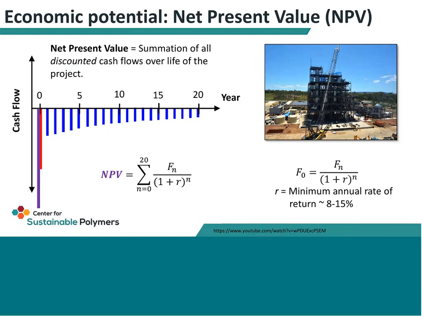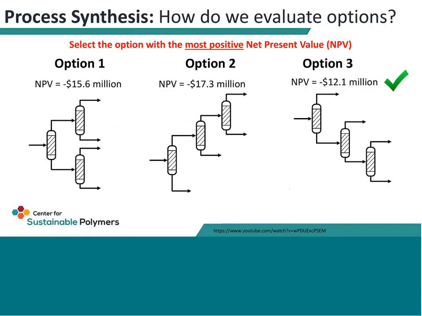Now what's great about this is I've now taken all aspects of the design, converted them to some economic potential, brought them back to the exact same period of time to a single number, the net present value, which I can use to compare all of my potential costs. So if I was to do that for these 3 scenarios, I could take each of these 3 ways of combining the unit operations together, figure out the operating costs, figure out the capital costs, and then determine the net present value of each of these 3 options. And what I would like to do is select the most positive net present value.